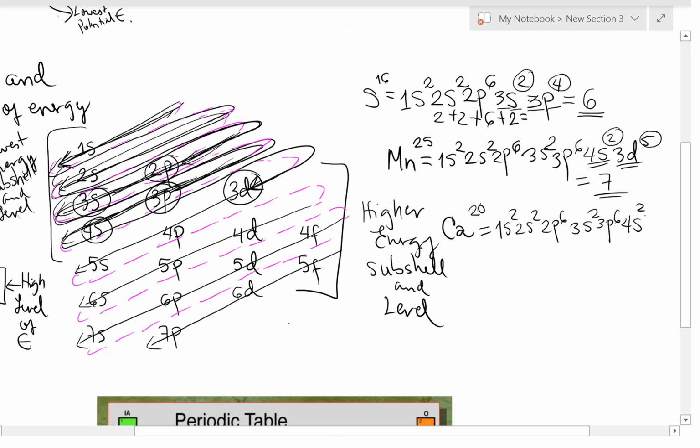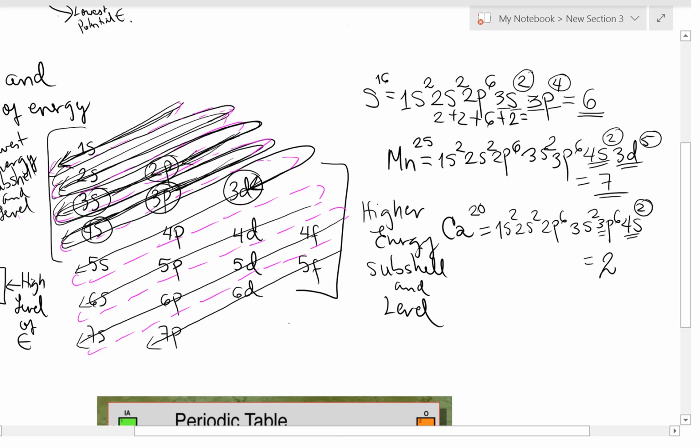Okay, so now if I ask you how many valence electrons we have for calcium, the answer should be 2. Why? Remember that we need to follow the electrons in the outermost shell, or the highest level of energy. So you know that 4 is higher than 3. So in this case we will have 2 valence electrons.